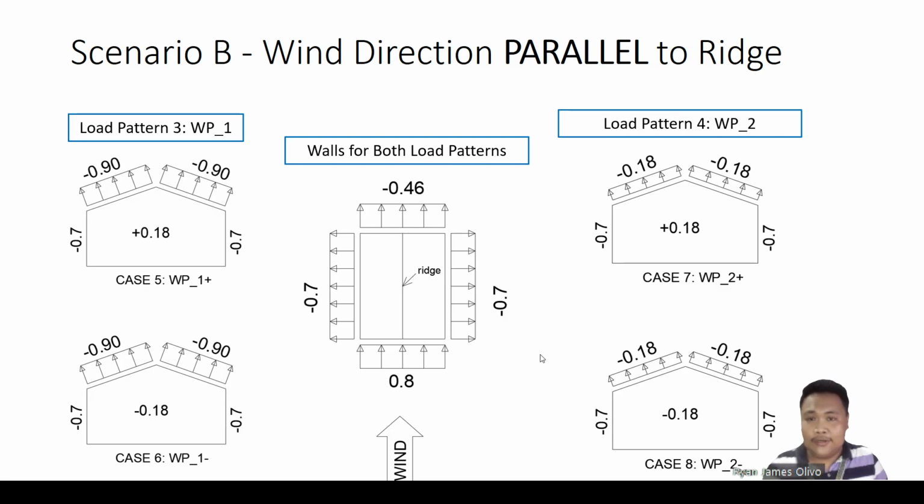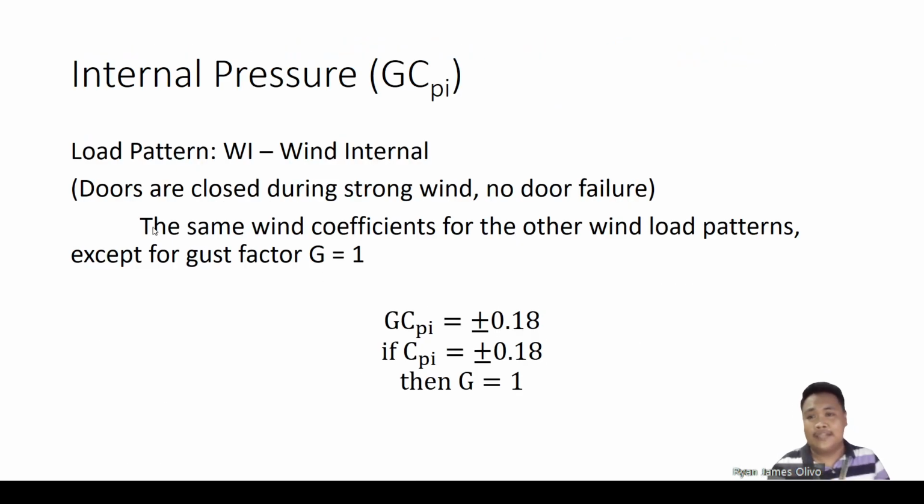So anyway, let's go. In our internal pressure, assuming doors are closed during strong wind, with no door failure, our GCpi is plus and minus 0.18. If Cpi is 0.18, then G is equal to 1. Maybe you are confused here, guys. The G here is not separated from GCpi. It's a whole, but since it's only Cp that we need to input in ETABS, if we consider Cp as 0.18, then G is obviously 1.